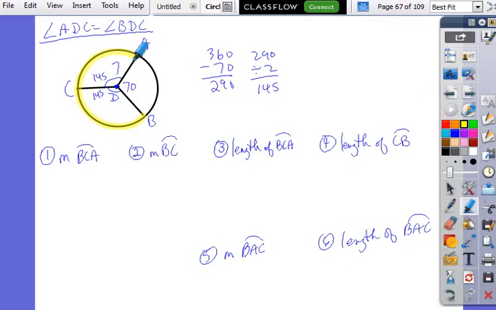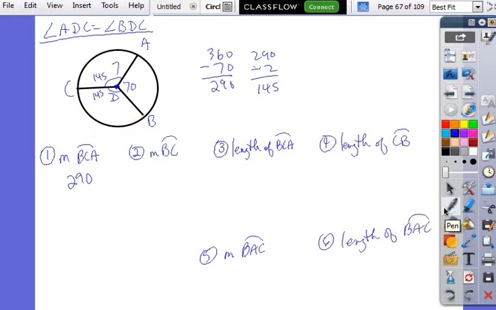290. 290, because I need everything except the 70 right here. So when I did 360 minus 70, that told me how much BCA was. All right, so the degree is 290. What about BC? This part. 145. Well, we already figured it out. It's 145.